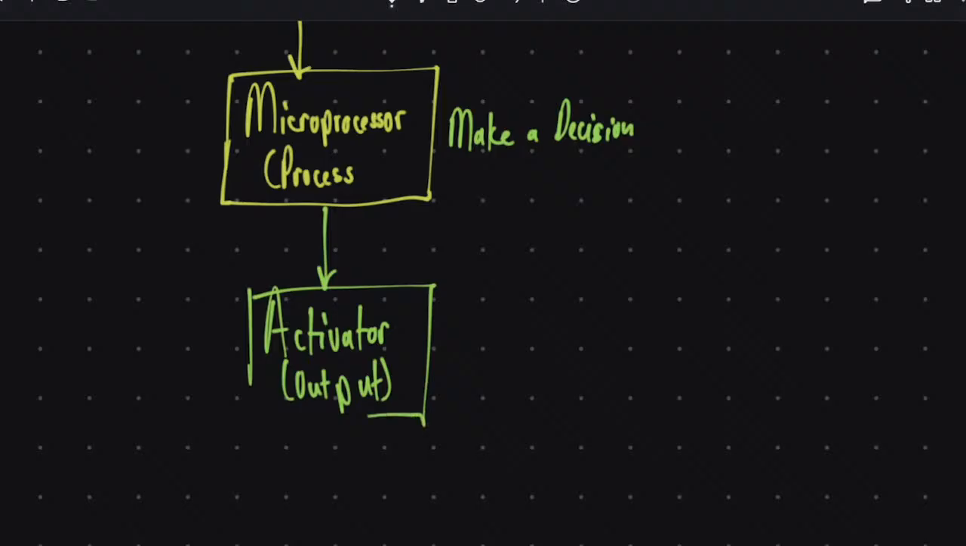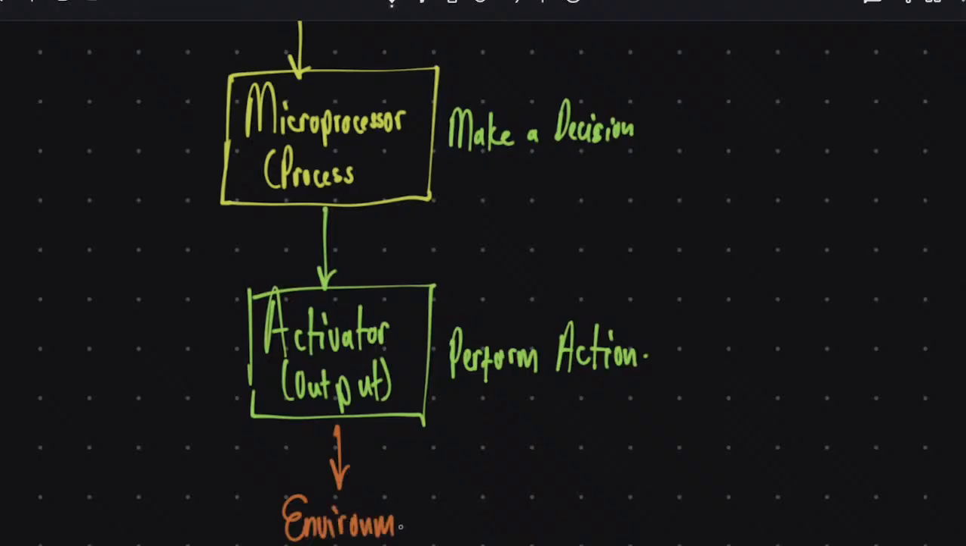sensor, microprocessor, and then the activator. And then it will perform an action, and that action will change the environment. Are we together? The environment then changes.